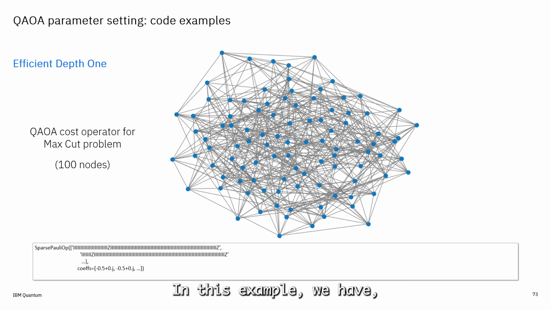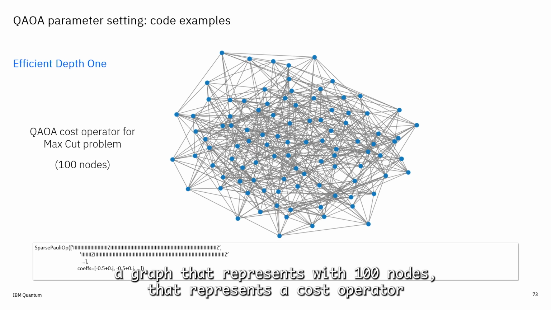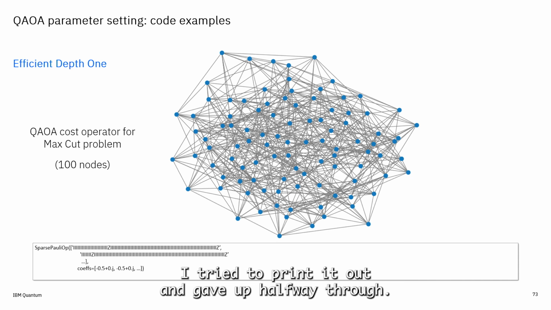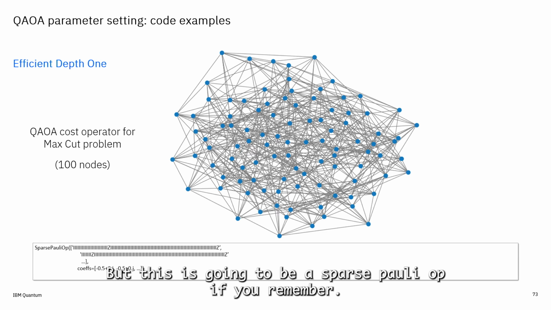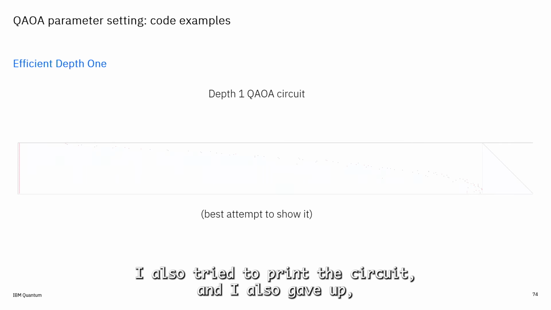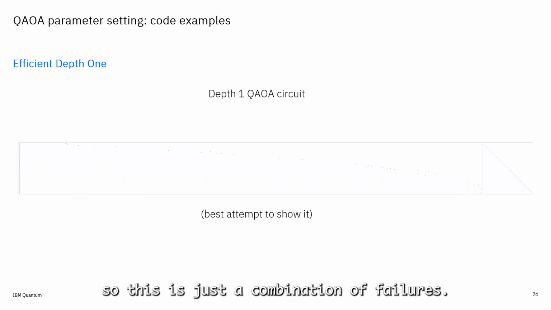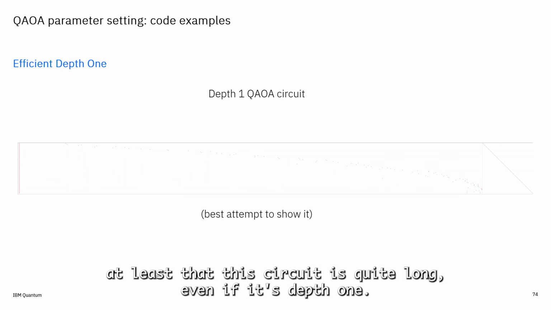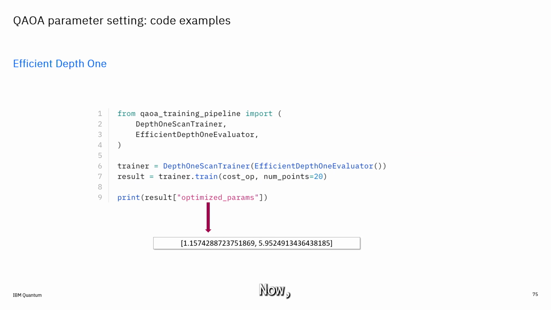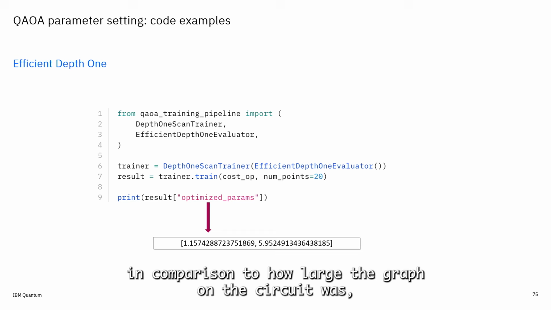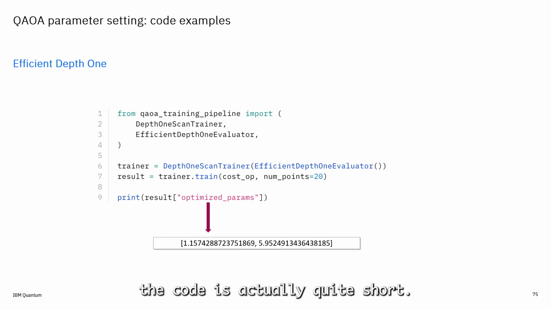In this example, we have a graph with 100 nodes that represents a cost operator for a max cut problem. I tried to print it out and gave up halfway through, but it is going to be sparse, if you remember. I also tried to print the circuit, and I also gave up, so there's just a combination of failures. But you can see at least that the circuit is quite long, even if it's depth 1. Now, in comparison to how large the graph and the circuit were, the code is actually quite short.